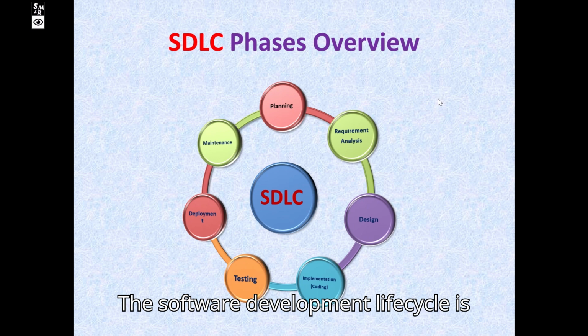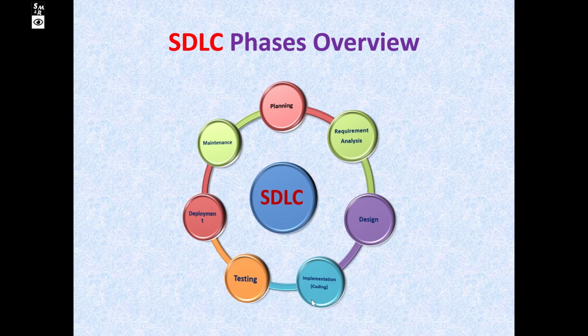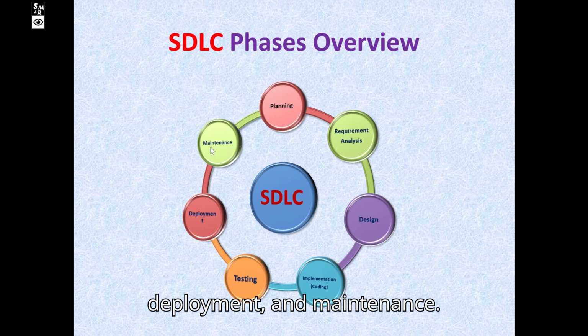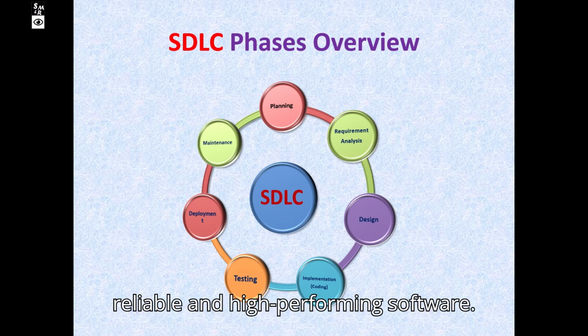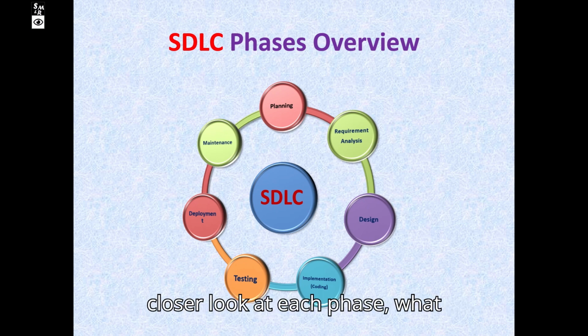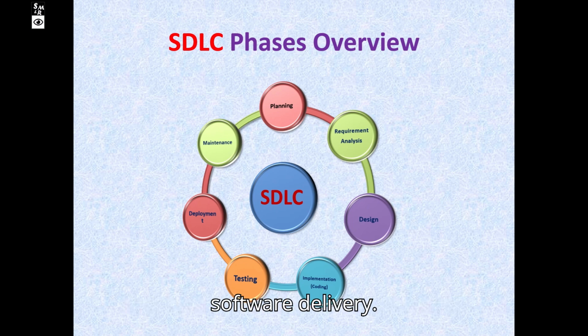The software development life cycle is typically divided into 7 main steps: planning, requirement analysis, design, implementation or coding, testing, deployment, and maintenance. Each of these phases plays a very important role in building reliable and high performing software. In the upcoming slides, we will take a closer look at each phase: what happens there, why it matters, and how it contributes to successful software delivery.